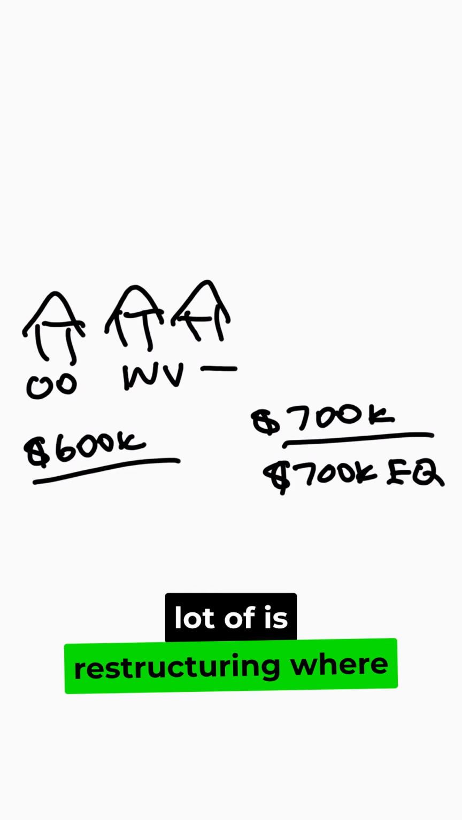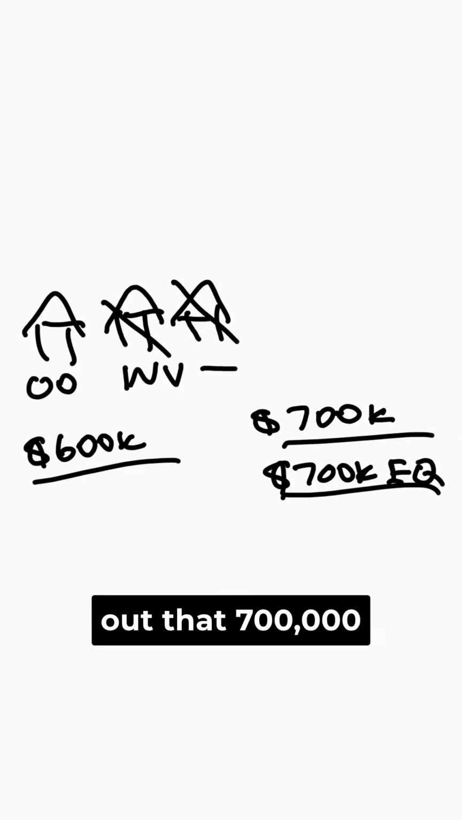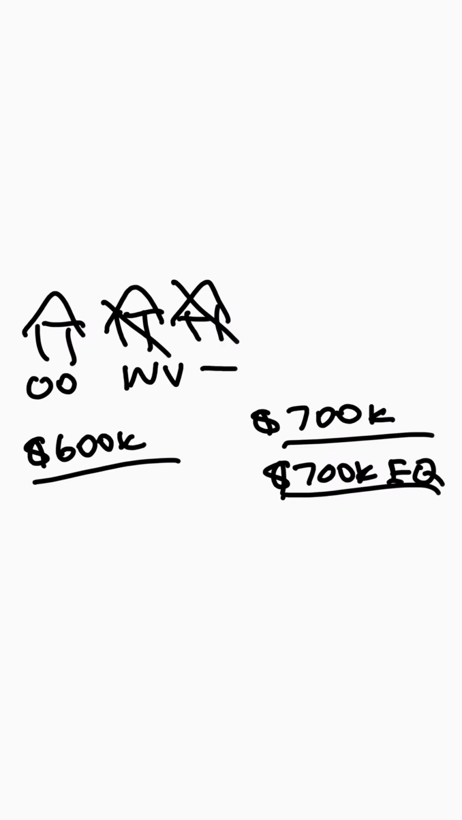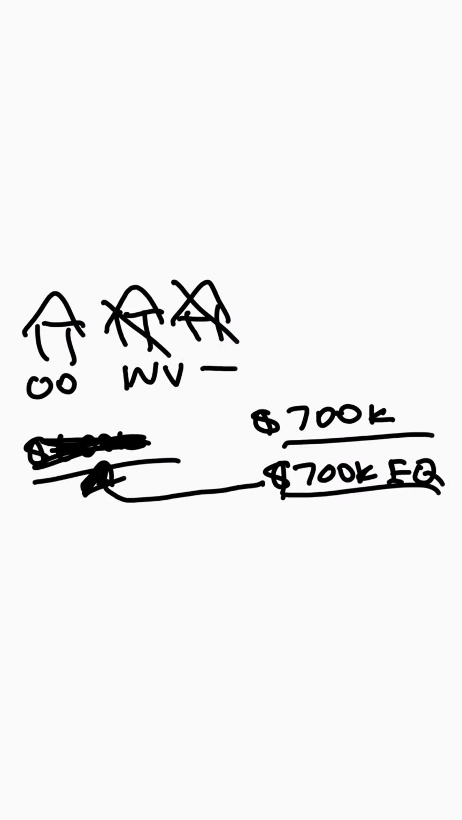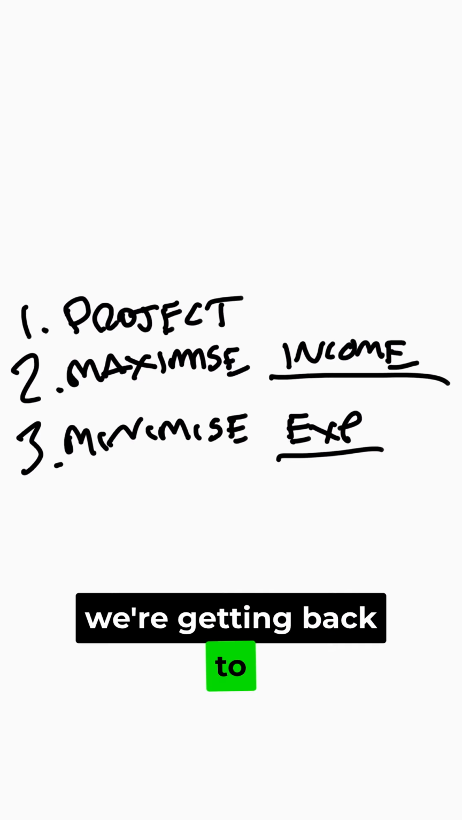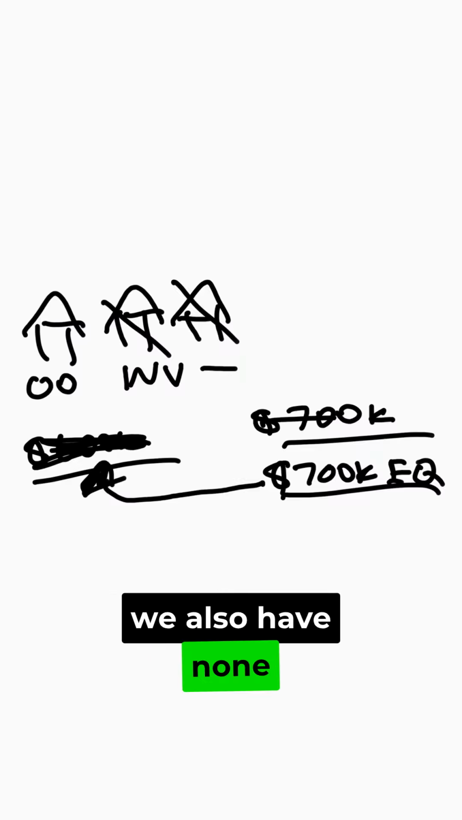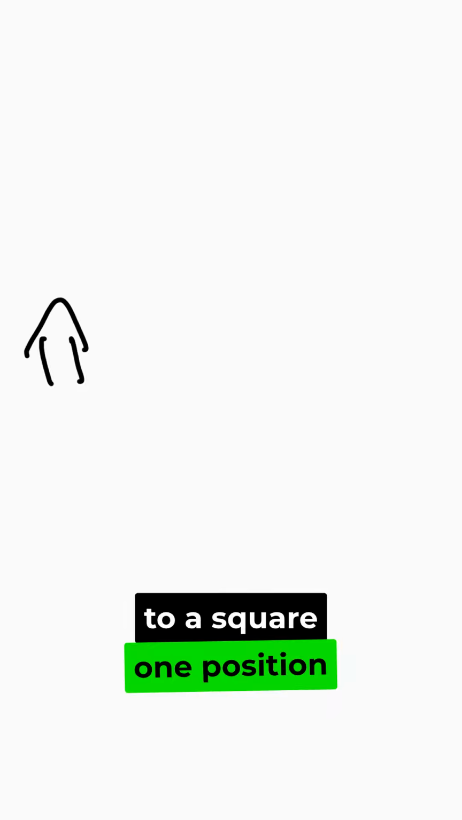back. What we do a lot of is restructuring, where we might sell down these 2 properties. We will then cash out that 700,000 worth of equity, minus expenses, obviously, like selling costs, etc. And then what we will do is we will use this to eliminate this $600,000 worth of debt, which means now we have no owner-occupied debt, which if you look here, we're getting back to a position where we can protect. So we have no owner-occupied debt, and because we sold the investments, we also have none of the investment debt. So now we get back to a square one position where we have a home.